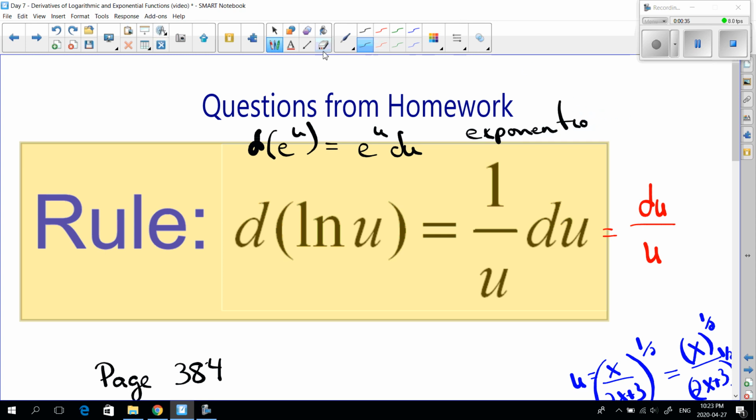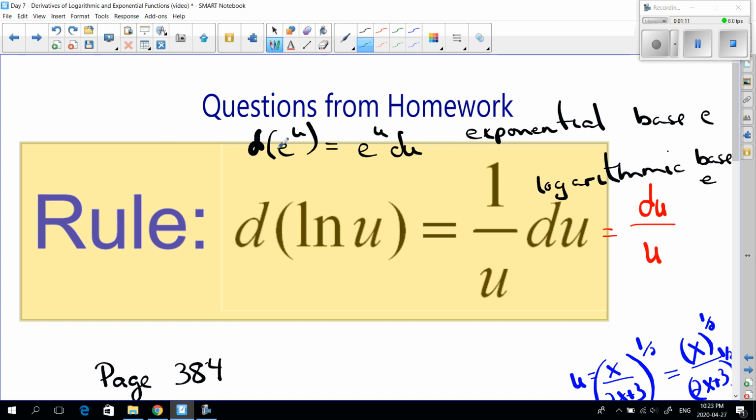Exponential base e, and this is logarithmic base e as well. So we've looked at those two types of functions, an exponential function and a logarithmic function, both dealing with a base of e. What we need to find is, what's the rule if the base is not e?